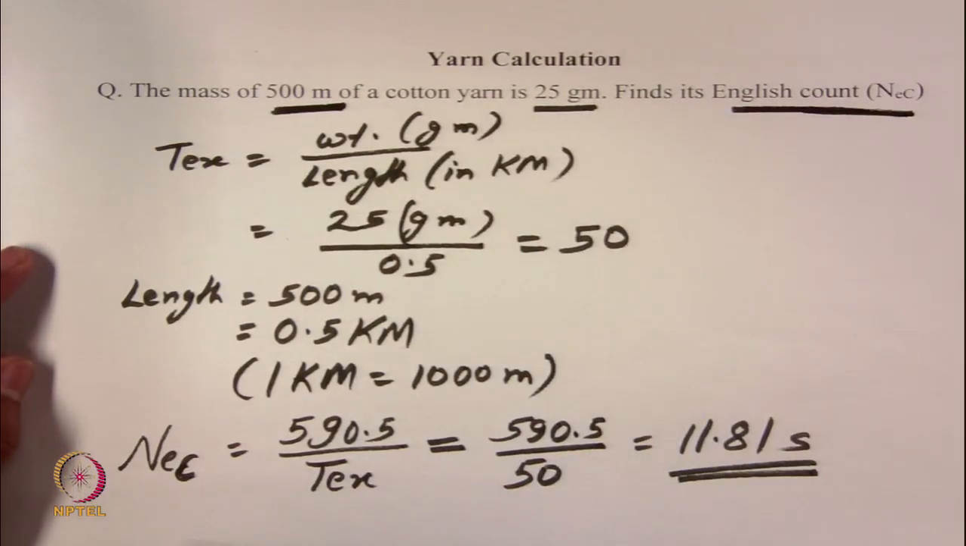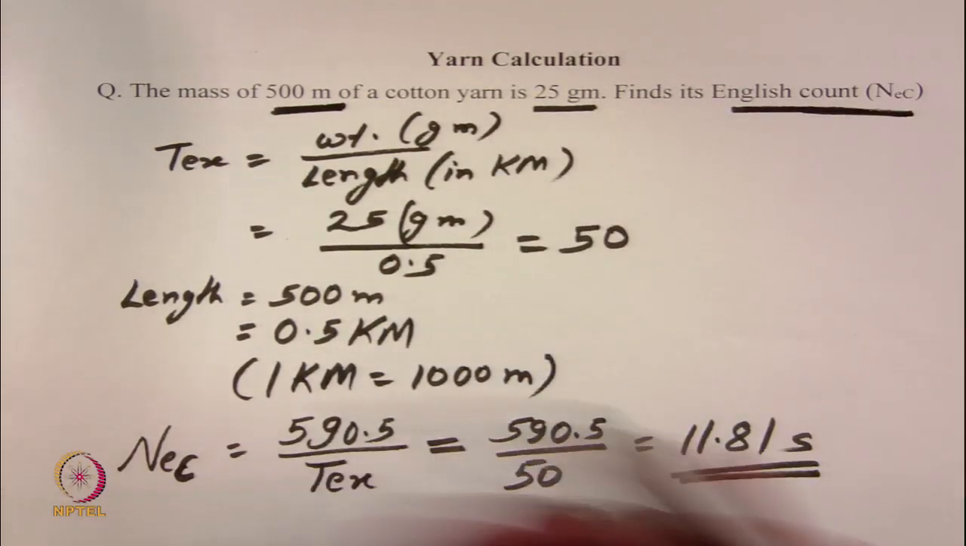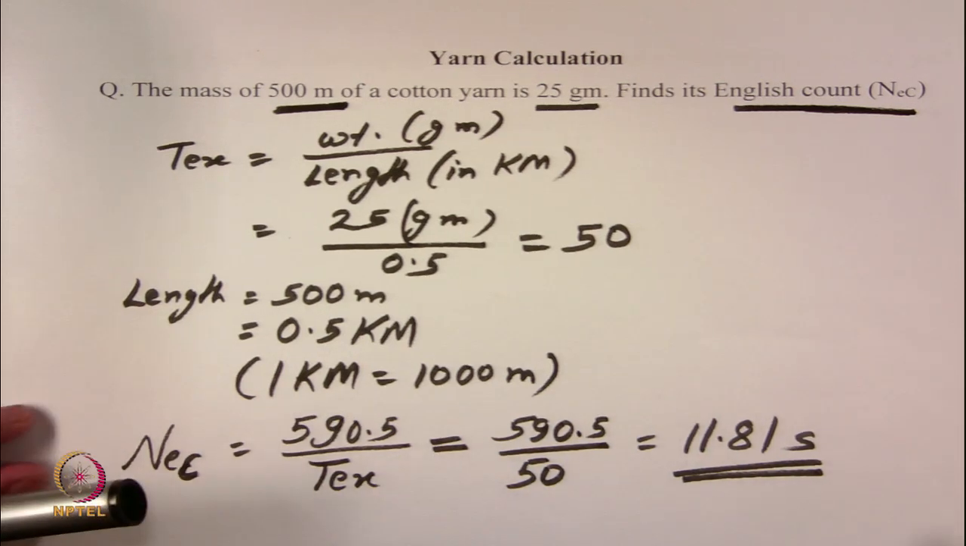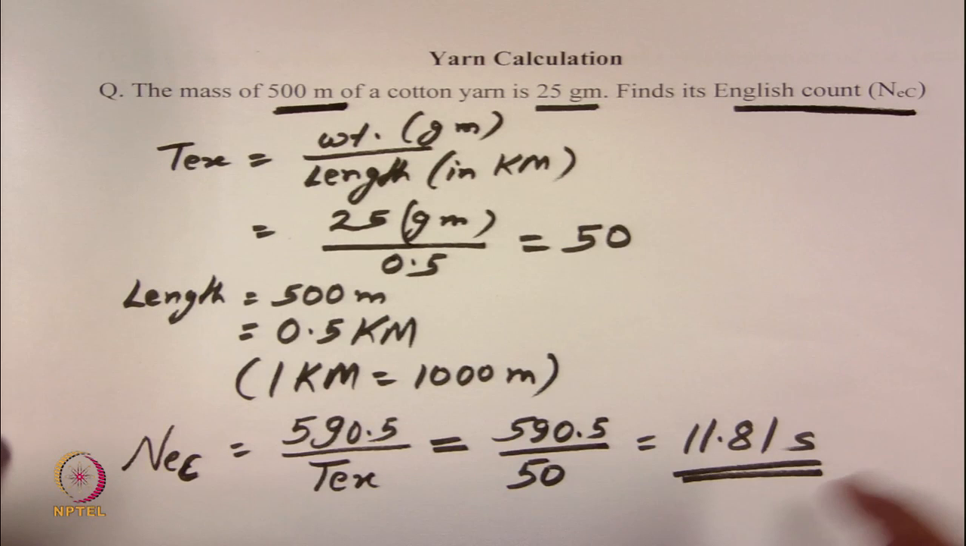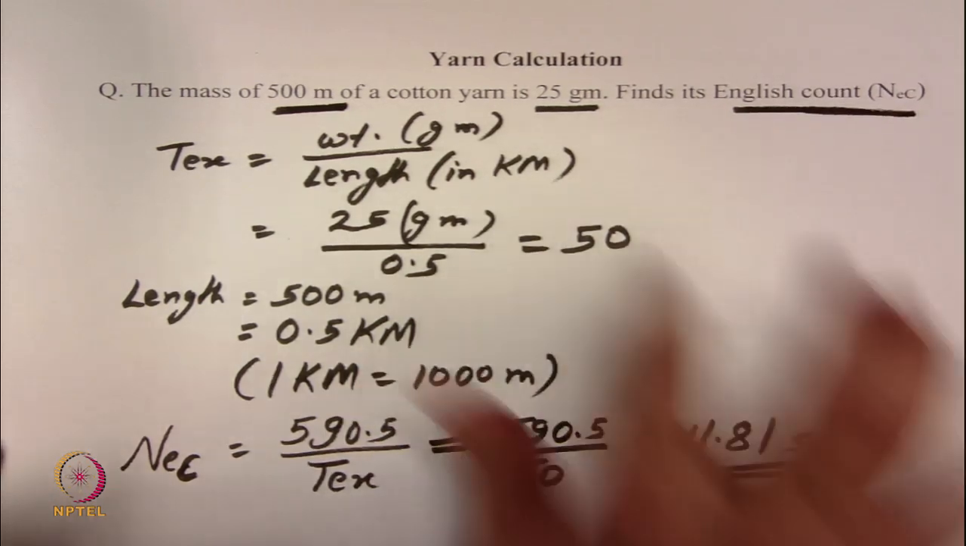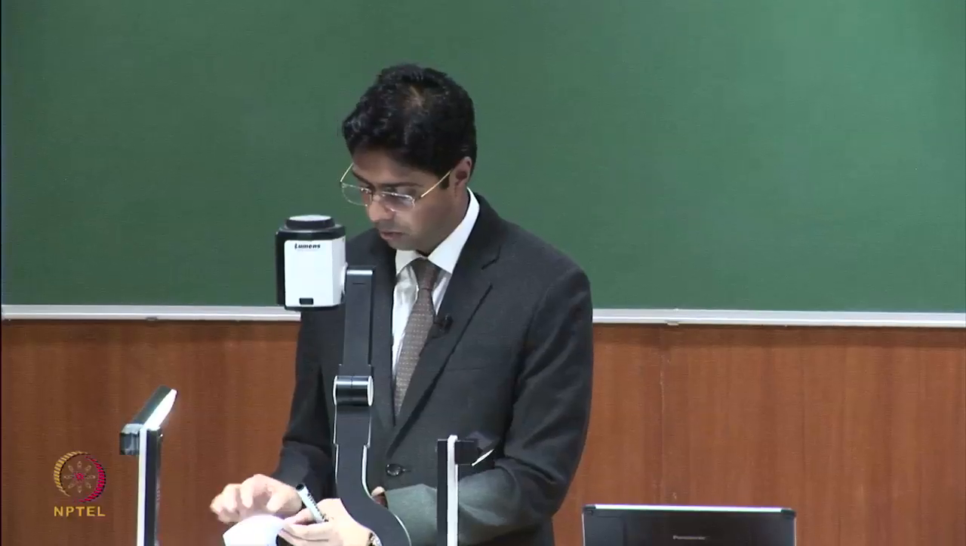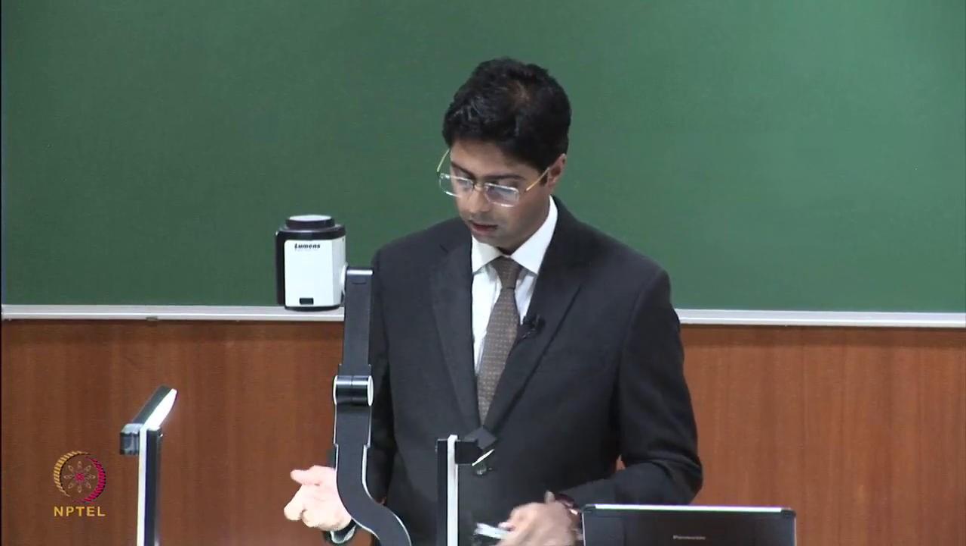Generally, in normal terms we express this linear density of yarn in either count or tex form. So, you can follow any one whichever you find suitable. Let us go for the other question. Again it is a simple one.